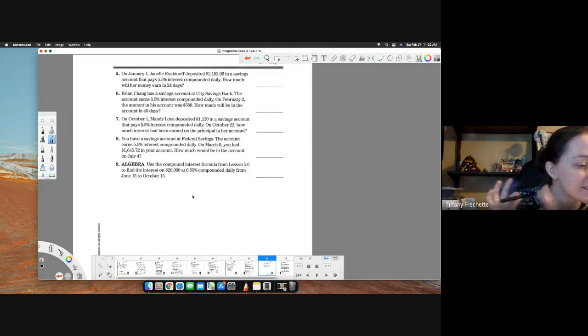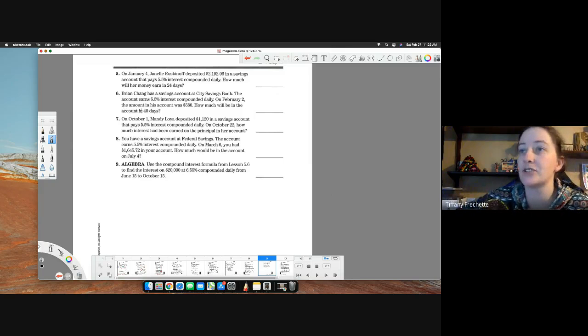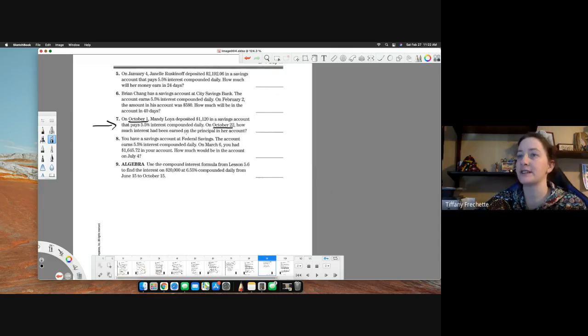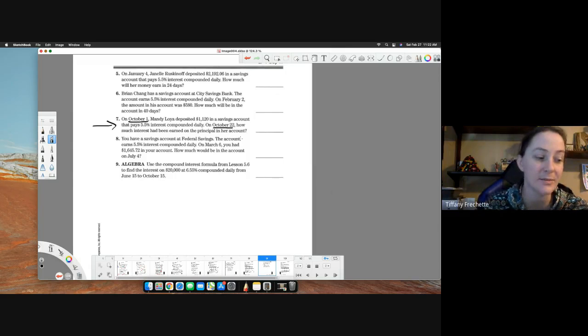On number 7, this is where they're getting to the point where they want you to pay attention to the dates, okay? So on October 1st, Mandy Loya deposited $1,120 in a savings account that pays 5.5% interest compounded daily. On October 22nd, how much interest has been earned on the principal in her account? So we need to be paying attention to how many days are between October 1st and October 22nd.